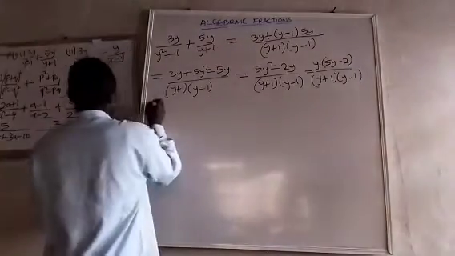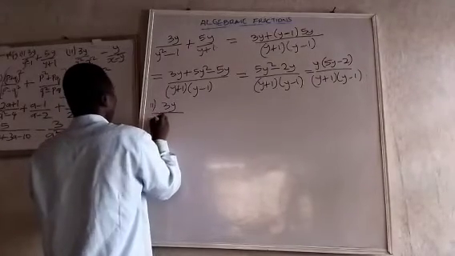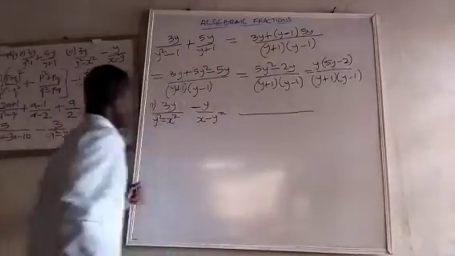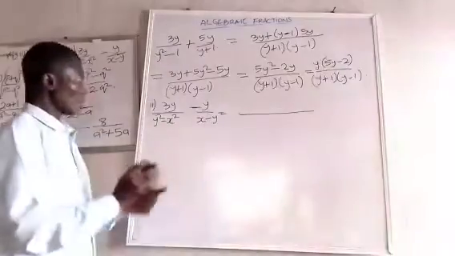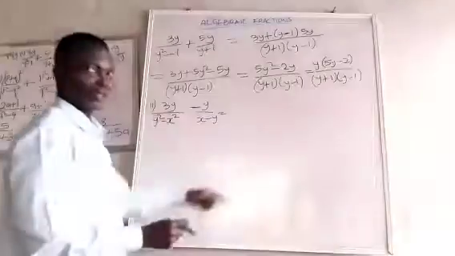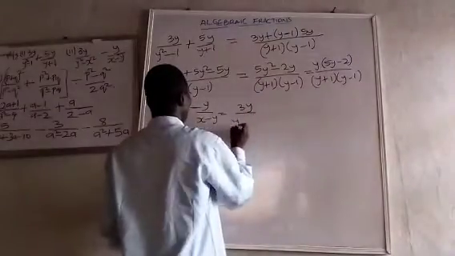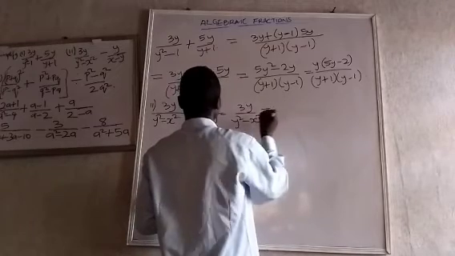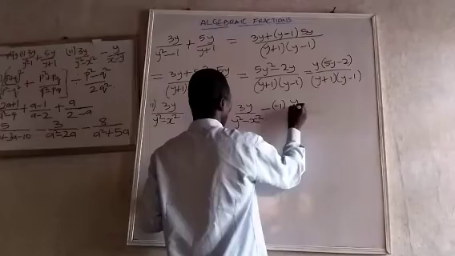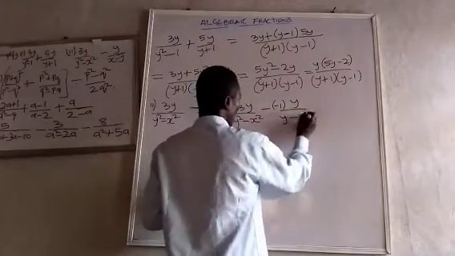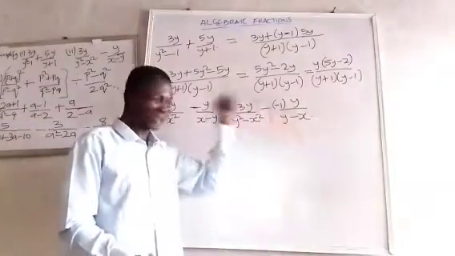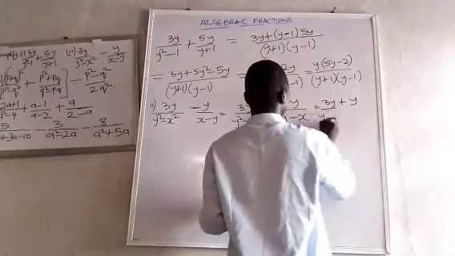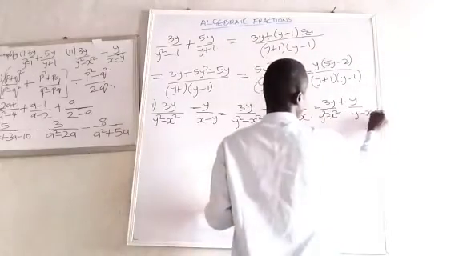Now the next one is this. We have 3y over y squared minus x squared minus y over x minus y. Now look at this. This one is also a factor of this. But to make it even simpler, let's change the order. It's going to be 3y over y squared minus x squared, then multiplying this one by minus 1, it's going to be minus times minus 1 times y over y minus x. I multiply this one by minus, so it gives me this. So it makes my work easier now. So it's going to be 3y over y squared minus x squared plus y over y minus x. So you can see.